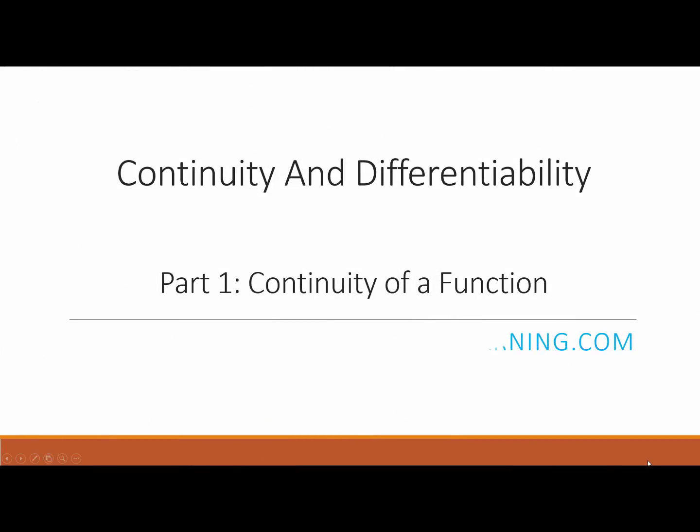Hi there. In this section, you are going to learn how to find the continuity of a function. You will also practice some examples to master the content. So let's begin. Continuity of a function.